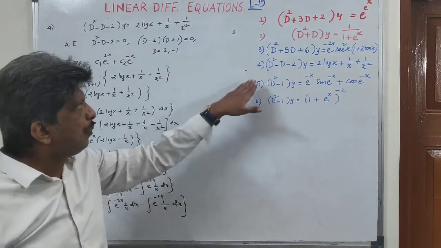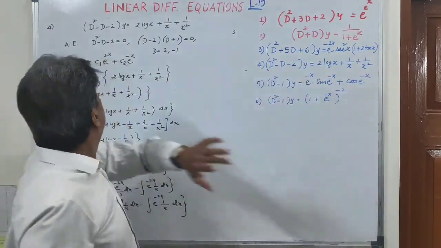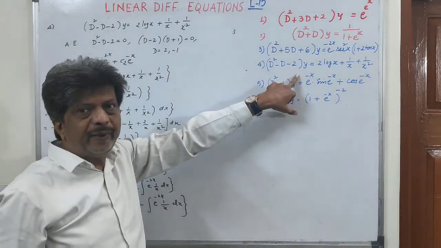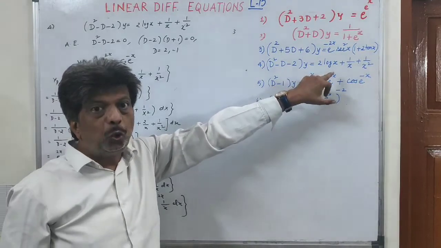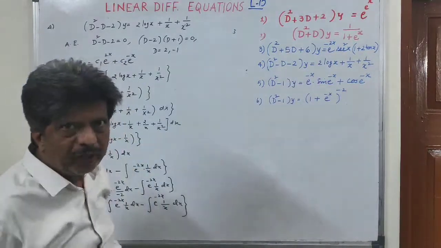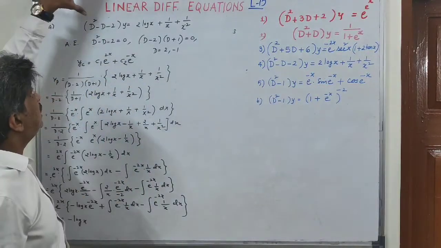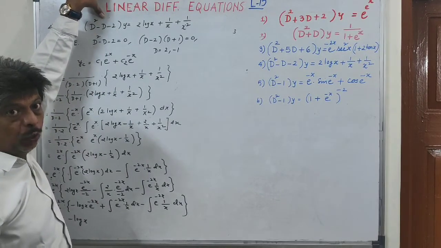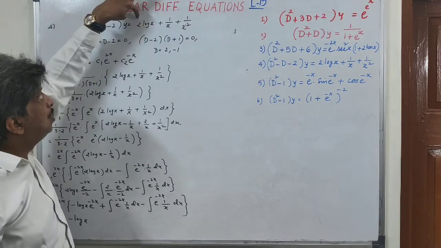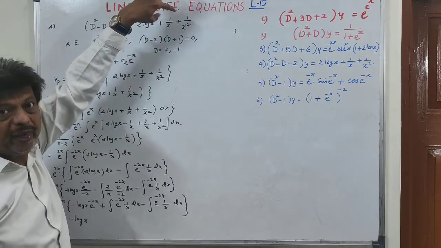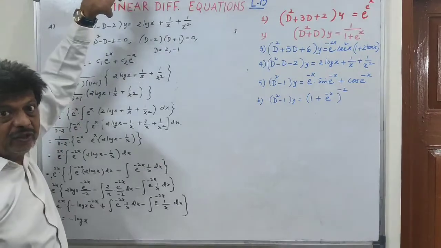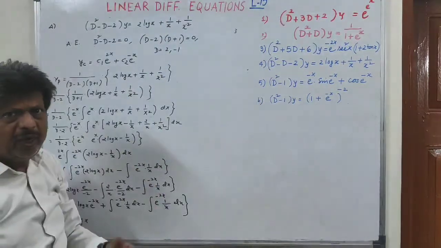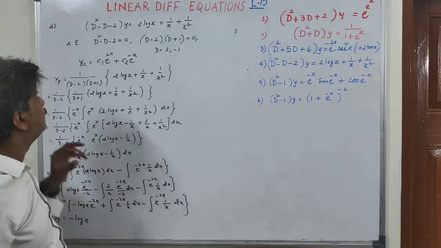Okay, now we shall take up this fourth example. D square minus D minus 2 times y is equal to 2 log x plus 1 by x plus 1 by x squared. So this is f of D, that is D square minus D minus 2 in bracket, into y equal to f of x, which is 2 log x plus 1 by x plus 1 by x squared. The right hand side function contains a logarithmic function. So here we deliberately use the general integral method.